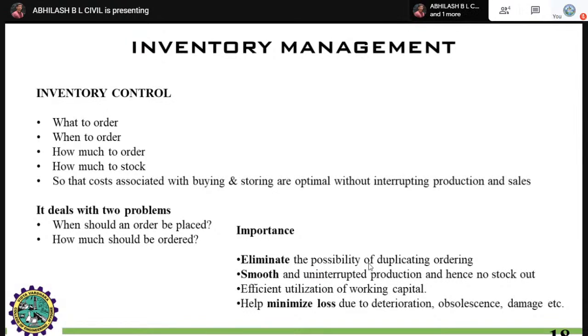of your foundation work. Will you procure the paints and the flooring finishes, that is granites, marbles? No, right? You will procure the flooring finishes such as granites, marbles, paints, finishes, and all the groutings at the end of your construction. It deals with two problems: when should an order be placed and how much should be ordered.